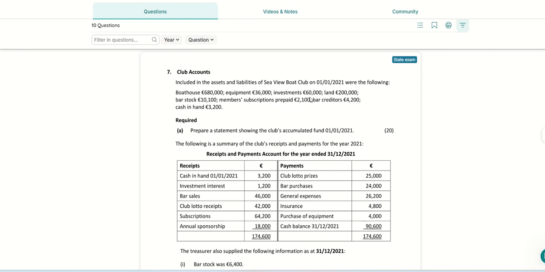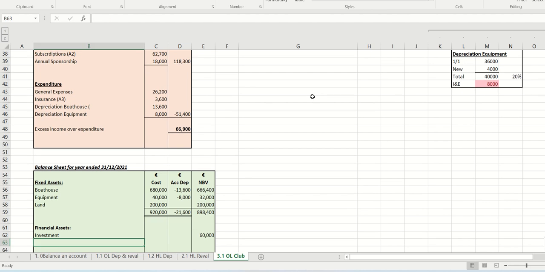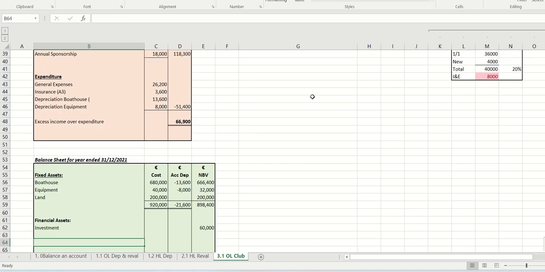question, an investment of 60,000. So we've put 60,000 into something, maybe a bank investment or something like that, and we'll be getting a nice return on that, which will be income. That's our financial assets. Then we have our current assets.